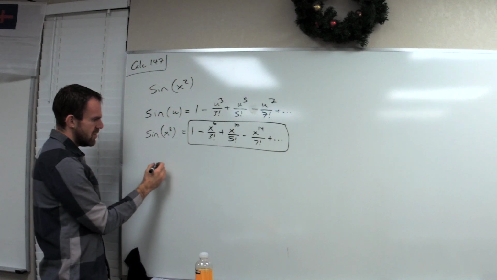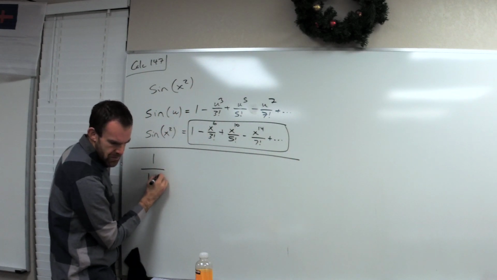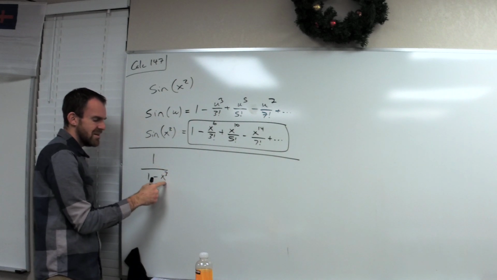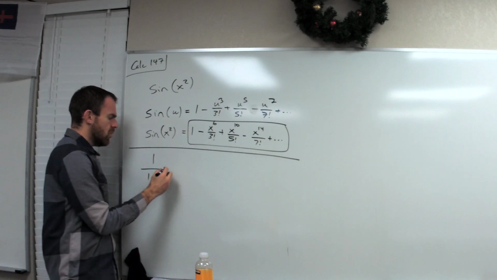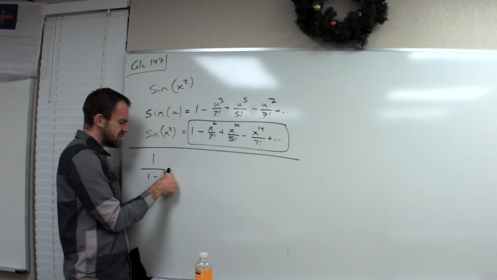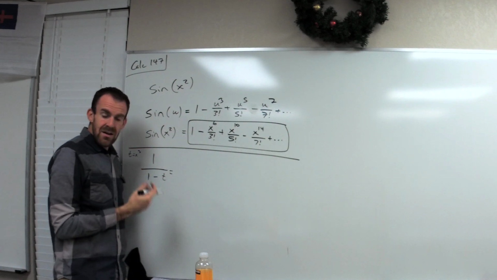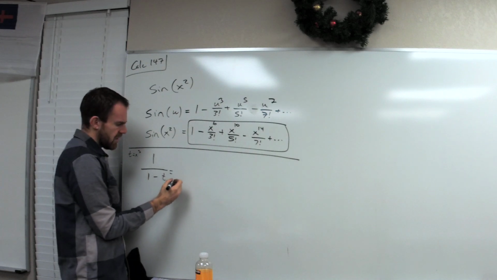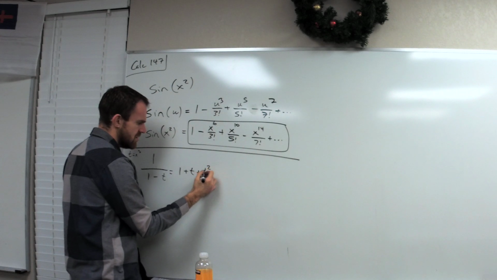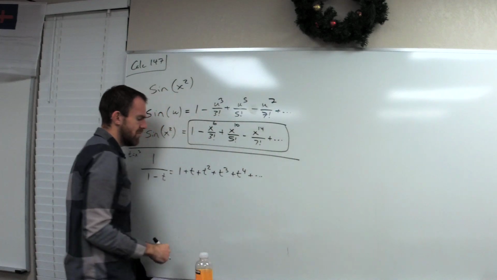Let's try this one. We did this series in the last lesson, 1 over 1 minus x. Now we're going to do it with 1 over 1 minus x cubed. So what is the power series for 1 over 1 minus x? Well, let's start with 1 over 1 minus t, where t is x cubed. This series is the following: 1 plus t plus t squared plus t cubed plus t to the 4th plus so on.